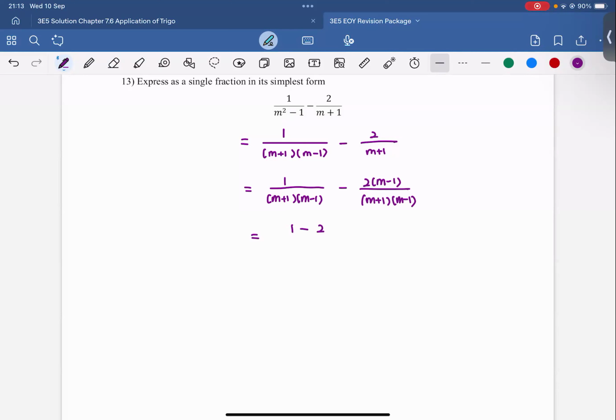So 1 minus 2, bracket, minus 1. Okay, so now just open up the bracket. 1 minus 2m plus 2. If you go and find a common denominator by multiplying them straight away, your answer will not be so nice. So this is 3 minus 2m. Okay.